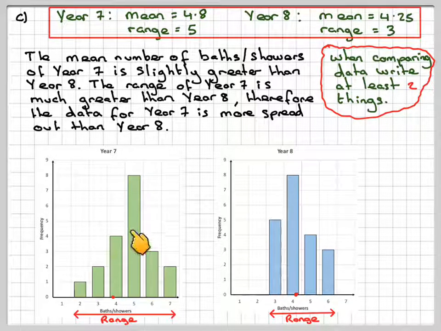Just a word of warning, because this data is discrete, the bars should not be joined up, because we can't have half a shower or anything like that. This is not continuous data. This is discrete data. It can only take on exact values. So the bars really should not be joined up.